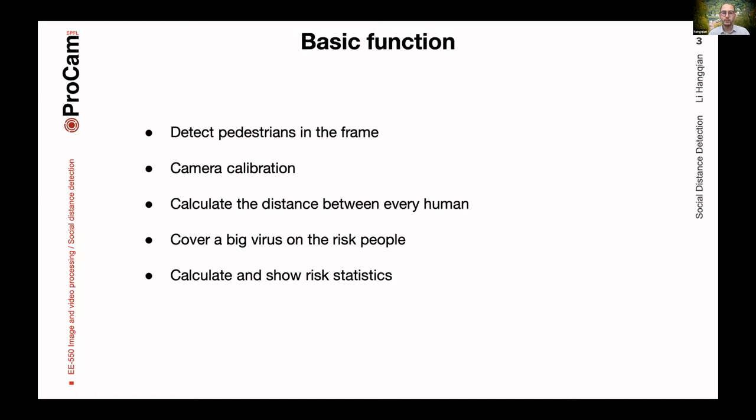So the social distance detection has five functions. First is to detect pedestrians in the frame. And the second is camera calibration. Third is to calculate the distance between every human. And the fourth is to cover a virus on the risk people to alert that you are at risk. And finally, to calculate and show risk statistics.